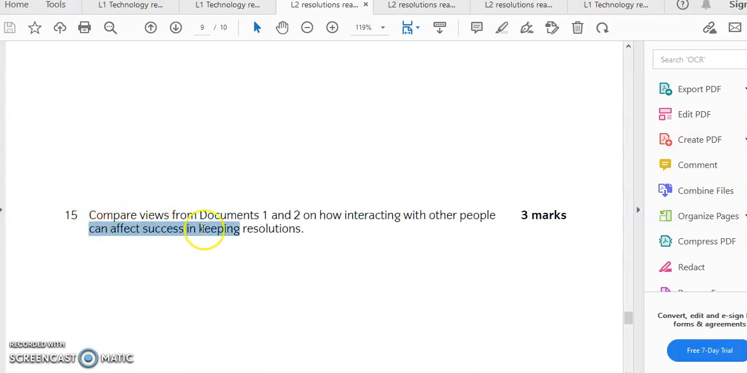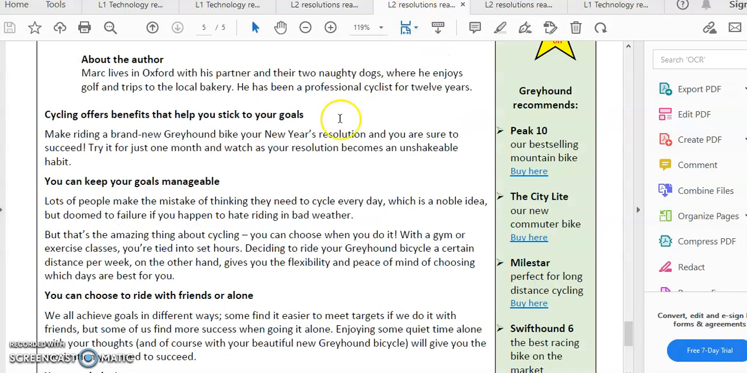Now, moving on here, and this is a bit more tricky. They give us a vague subject, in this case interacting with other people, and how that can affect success in keeping resolutions. And this is where you're expected to sit down and write a paragraph, and we can see here it's worth 3 marks, so that's a decent amount of marks. That is 10% of the marks for this paper. Now, what we do here is we focus on this bit about it affecting success in keeping resolutions. Okay? So we're talking about other people here, and how that can affect success.